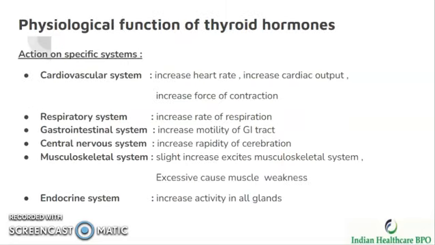Talking about the actions on specific systems, like in cardiovascular system, it increases the heart rate, cardiac output, and force of contraction. In respiratory system, it increases the rate of respiration. In gastrointestinal system, it increases the motility of the GI tract, and in CNS, it increases the rapidity of cerebration. And in musculoskeletal system, it slightly increases the excitement of the musculoskeletal system. When it occurs in excess, it causes muscle weakness. In endocrine system, the activity is increased in all glands.